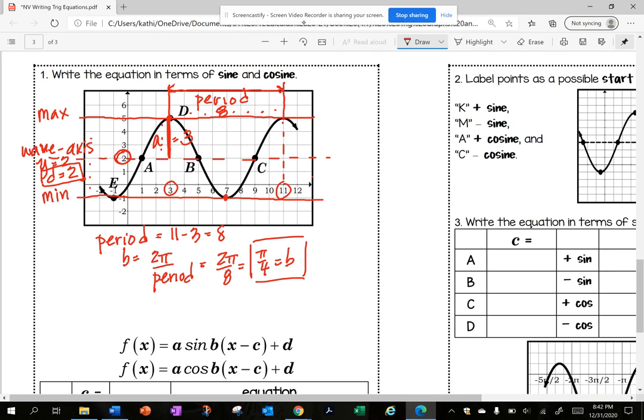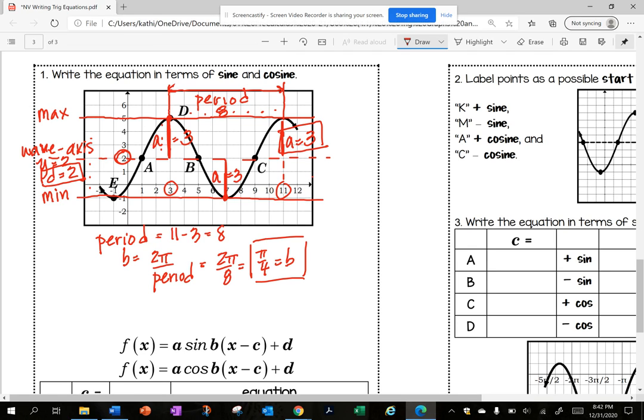I could also find that from a minimum to the wave axis. So I can see my amplitude in multiple places on this graph. So my amplitude is 3. B is pi over 4. That's the number of cycles in 2 pi. And D is 2. That's my vertical shift.